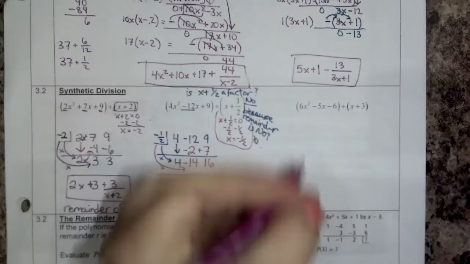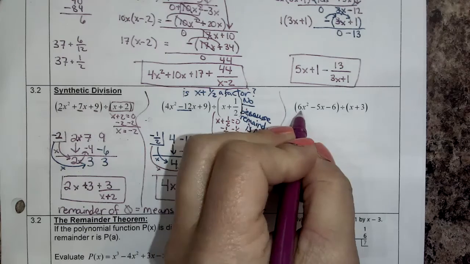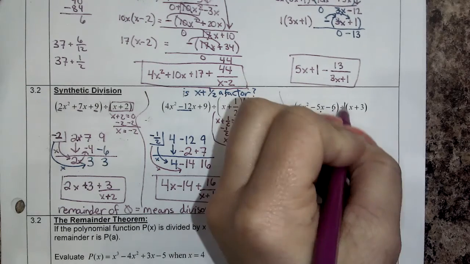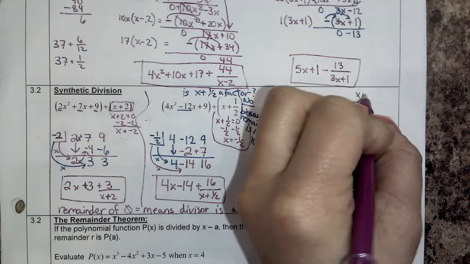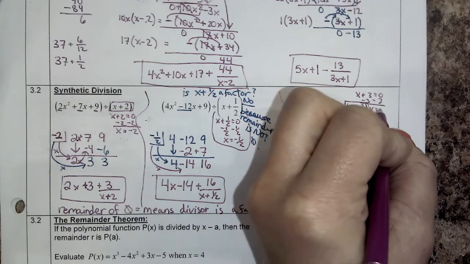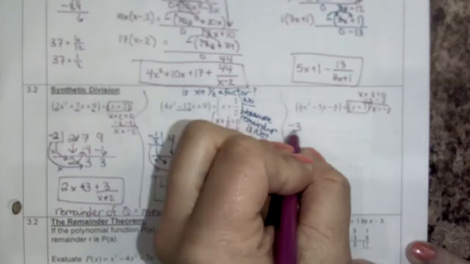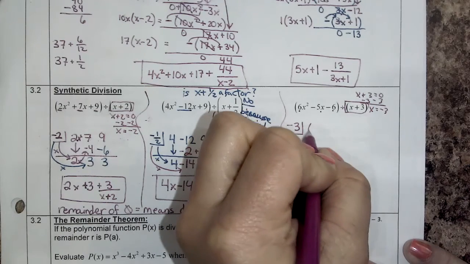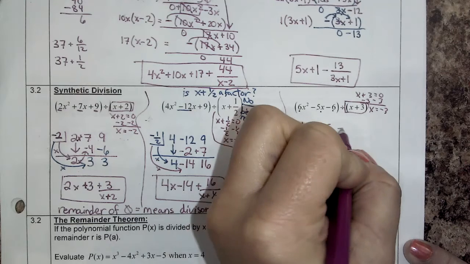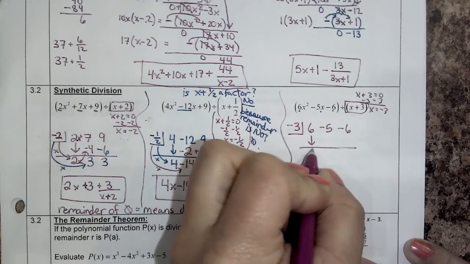Okay, so let's do the third one. So I have a 6x squared minus 5x minus 6 divided by x plus 3. Okay, so I'm going to set that x plus 3 equal to 0 and solve, and I get x equals -3. So -3 is what I'm dividing by. So I'm going to bring down my coefficients. So 6, -5, and -6. Bring down my first one.